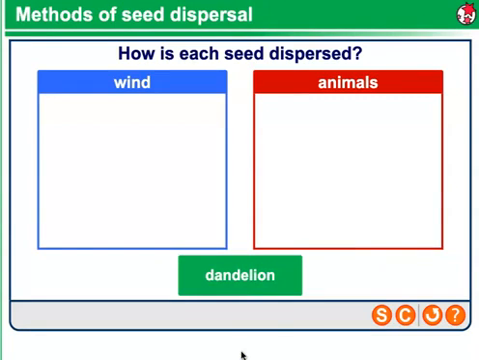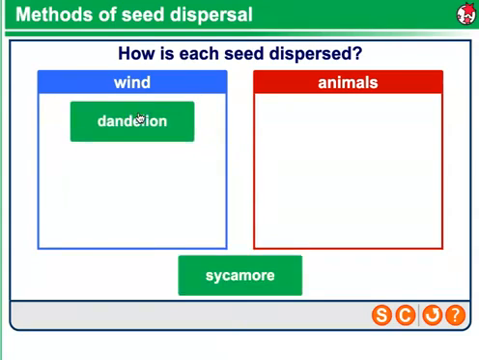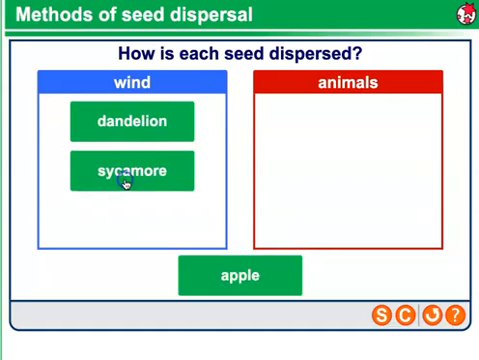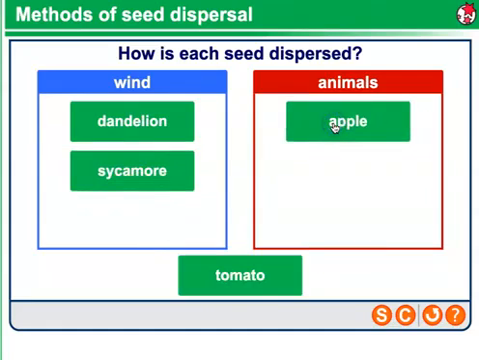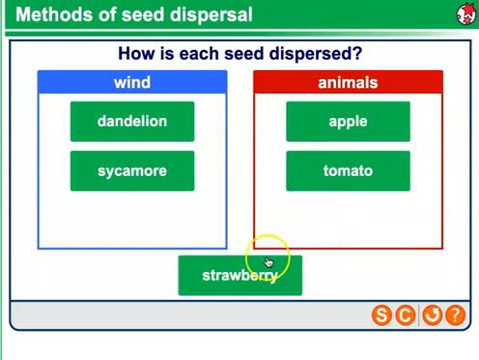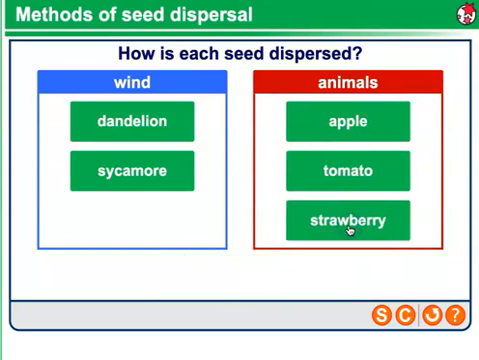So how is each seed dispersed? As we've learned, dandelions are dispersed by the wind, as well as sycamore seeds. Apple seeds can be dispersed by animals. The same with tomatoes, as well as strawberries.